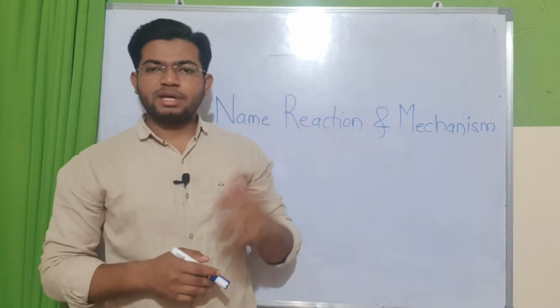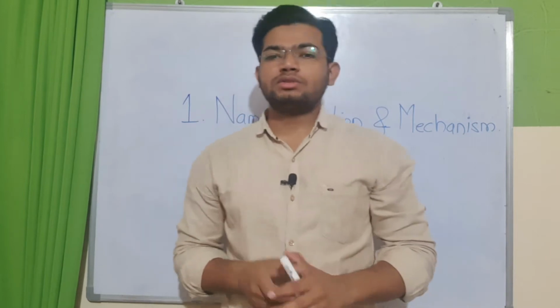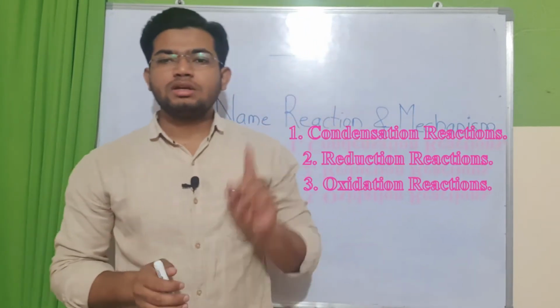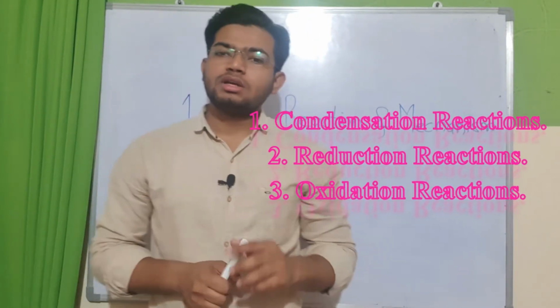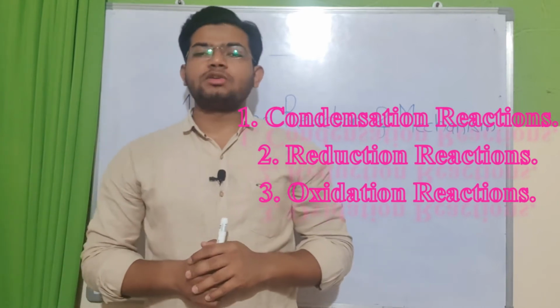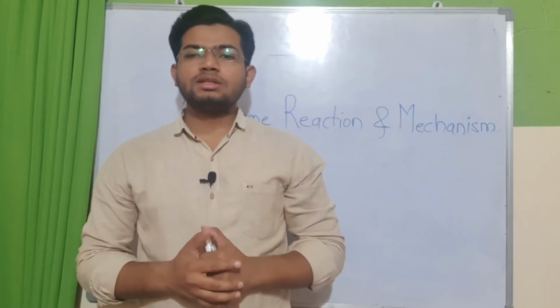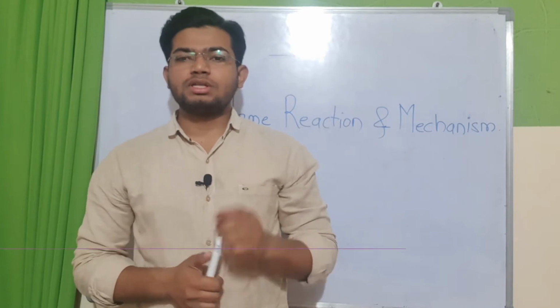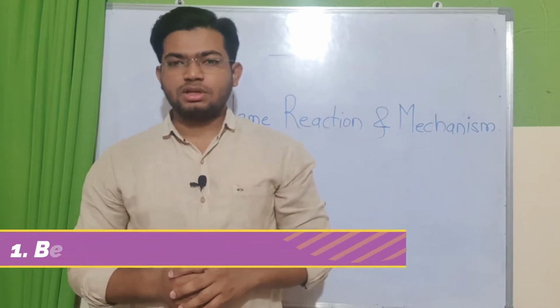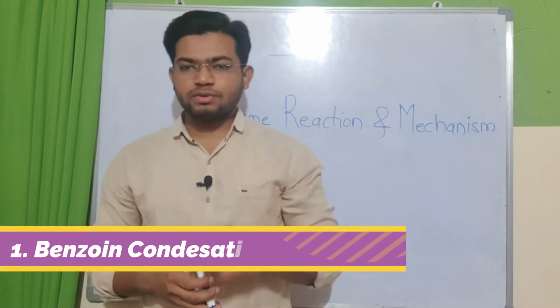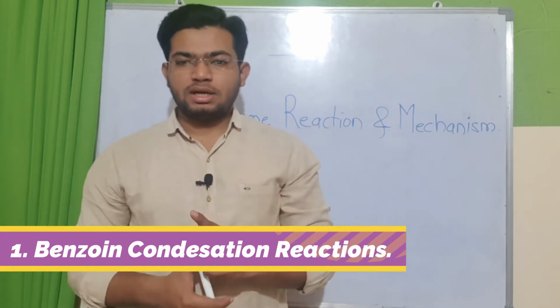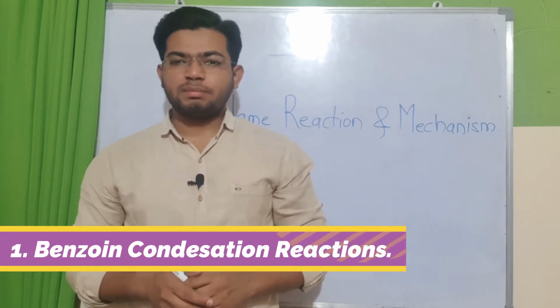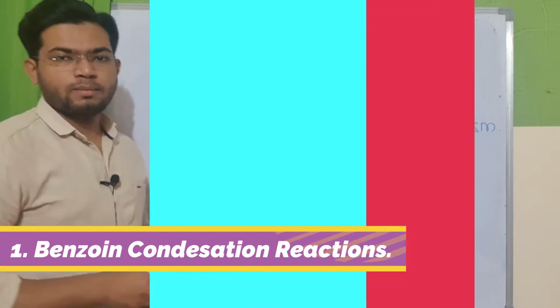In the name reaction mechanism topic, the topic is divided into three types of reaction. The first one is condensation reactions, the second one is reduction reactions, and the third one is oxidation reactions. Under the condensation reactions, there are seven types of name reactions. Today we are going to pick up the first one, that is benzoin condensation reaction. So let's start the benzoin condensation reaction.